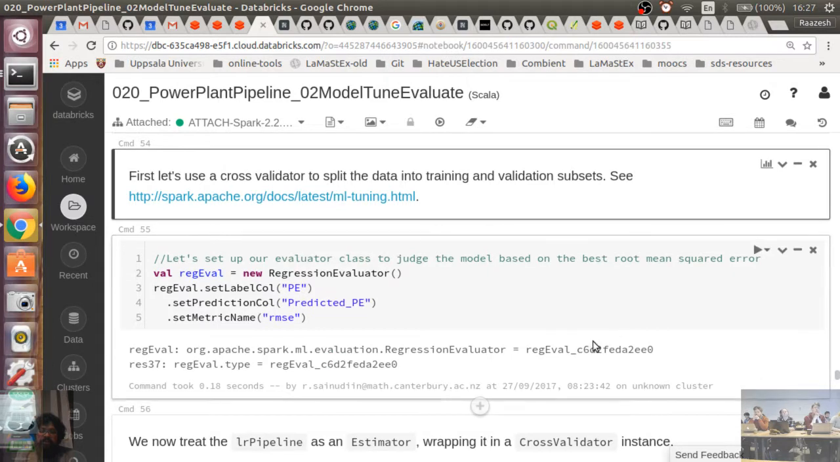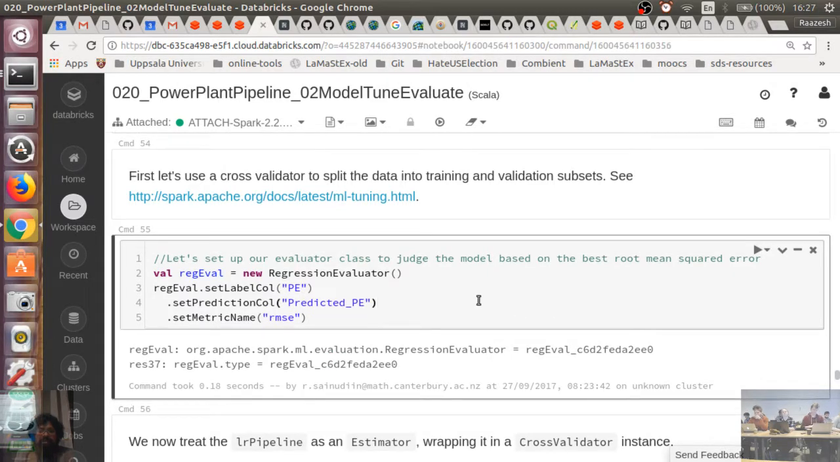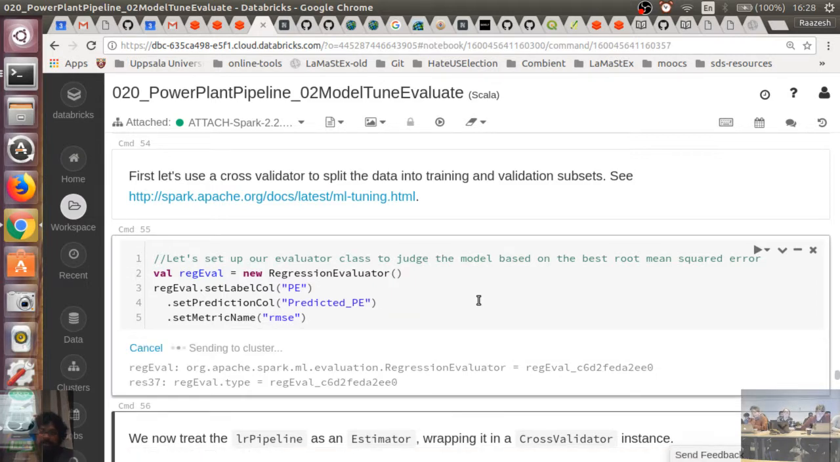So now we're going to have my evaluator class set up to judge the model based on the best root mean square error. This is going to be like my judge, okay? This means I can have an arbitrary model that does the prediction, and I can take the prediction and see the root mean square error. So it doesn't matter if I use linear regression or an ensemble method or gradient boosted regression trees. I have the same metric to compare different models. That's what I'm setting up here.